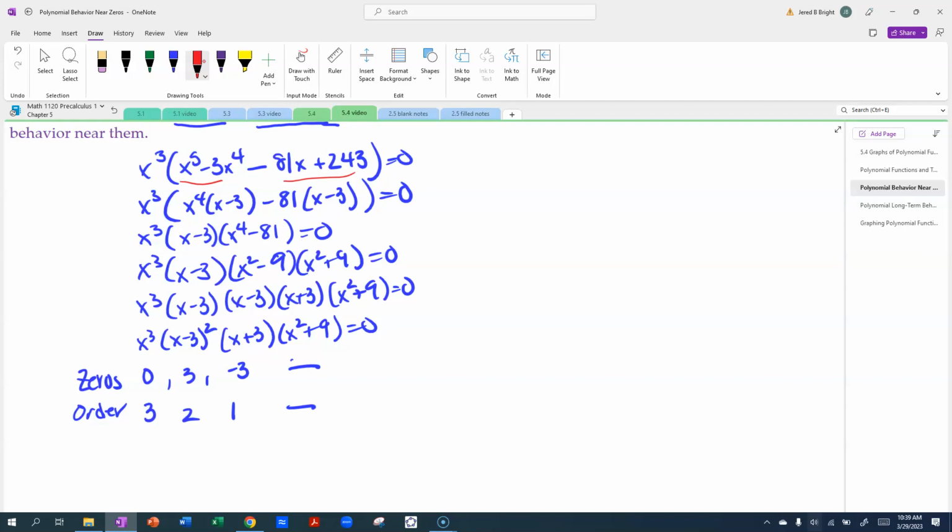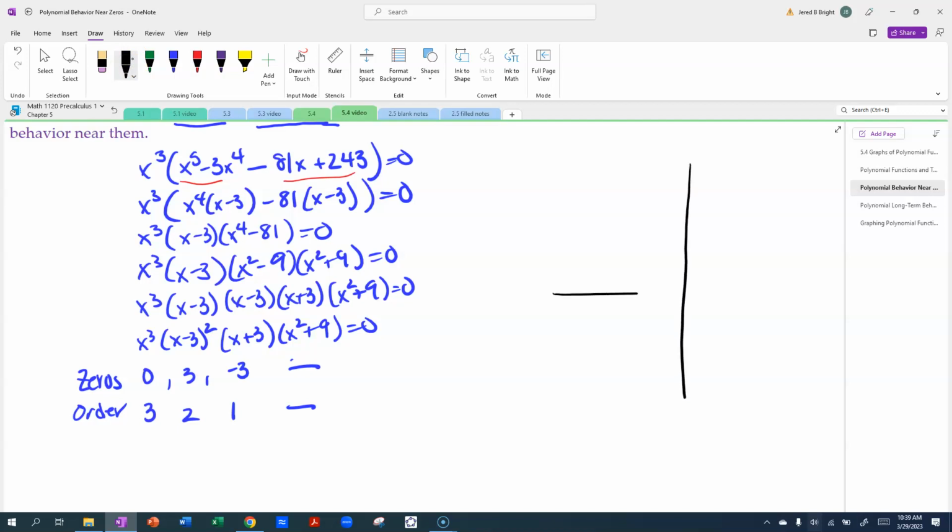Okay, and then the zeros here are going to be 0, 3, -3, and then this one actually has no real zeros, so I'm just going to omit that one. And so I get the zeros, and then I also listed their orders just so I'm aware of those. Okay, so I found the zeros.